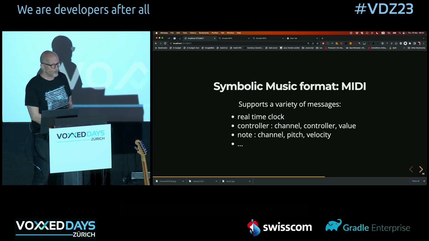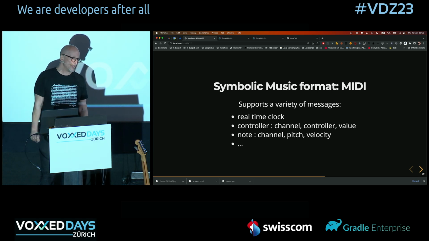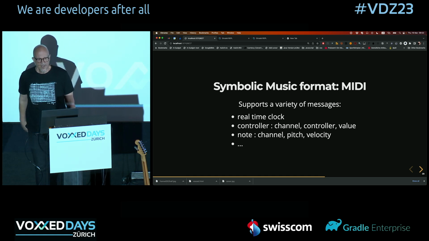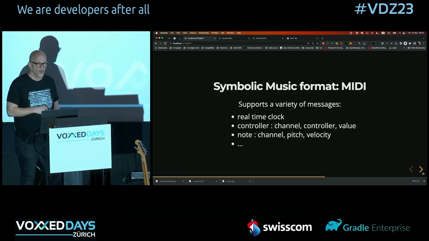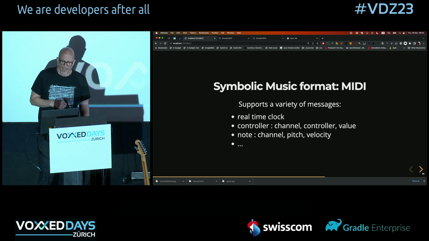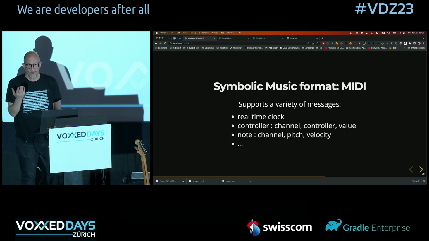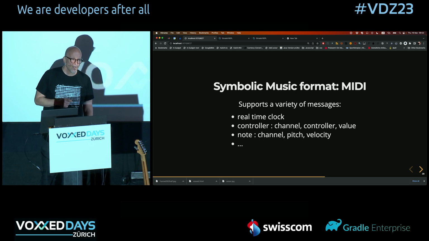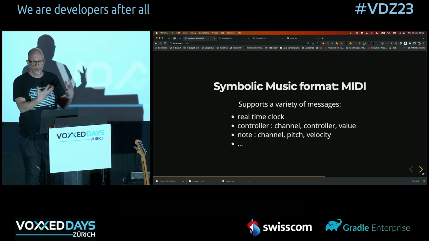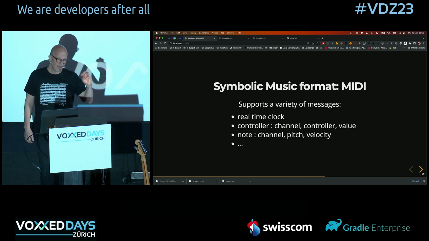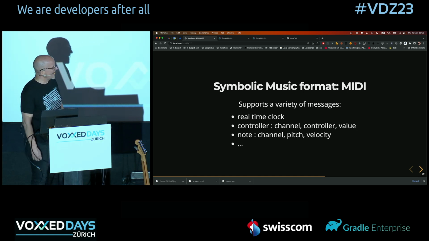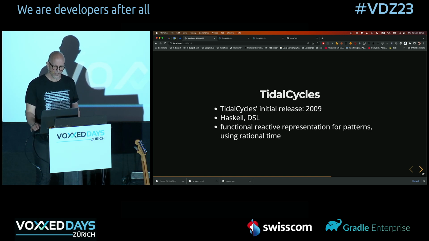For these live coding environments to be able to not only create sound on the machine itself, but also to trigger external synthesizers or other applications, there are symbolic music formats like OSC, Open Sound Control, or MIDI. And to look at MIDI as an example, MIDI provides a real-time clock. It provides controller data. So if you want to open or close a filter, you can do this remotely using MIDI. And if you want to play a note, you can define the pitch and the velocity of the note. And I'm pointing this out here because that's what we're going to use later.